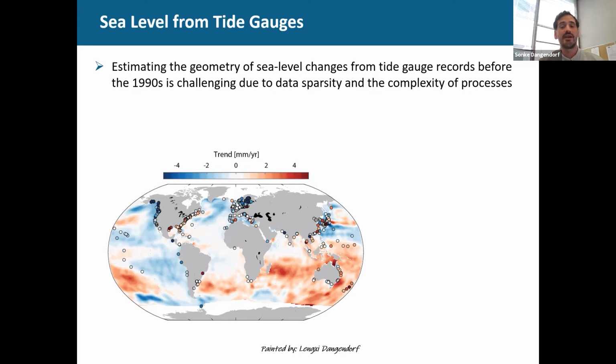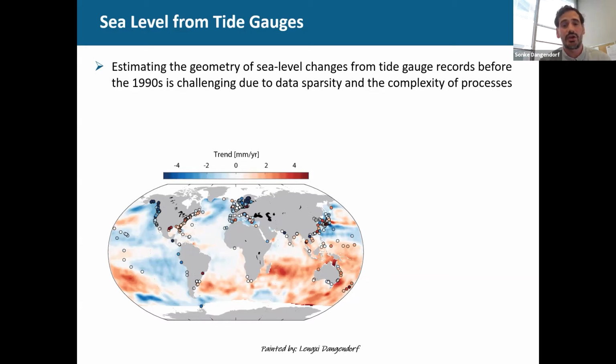That situation becomes much more complex when we go back in time, because at the beginning of the 20th century, we only have about 80 or 90 tide gauges that measure sea level, most of them located in North America and Northern Europe. So this is a very complex task.